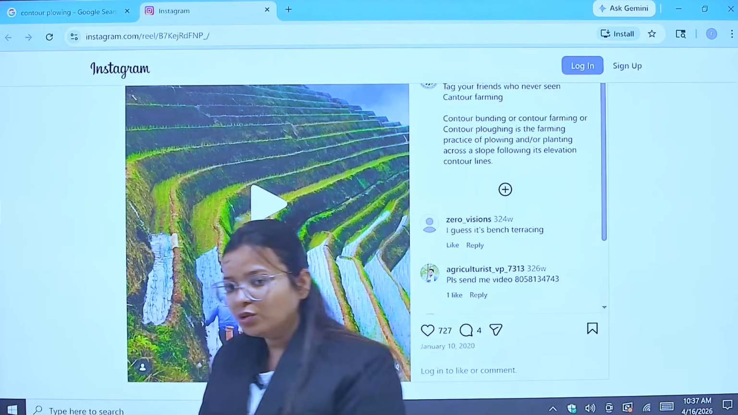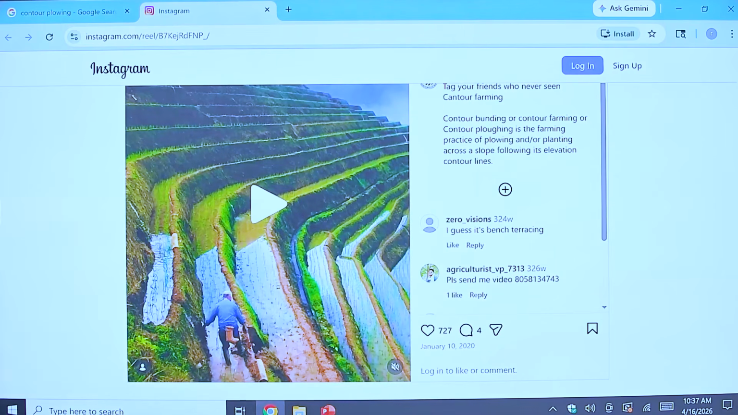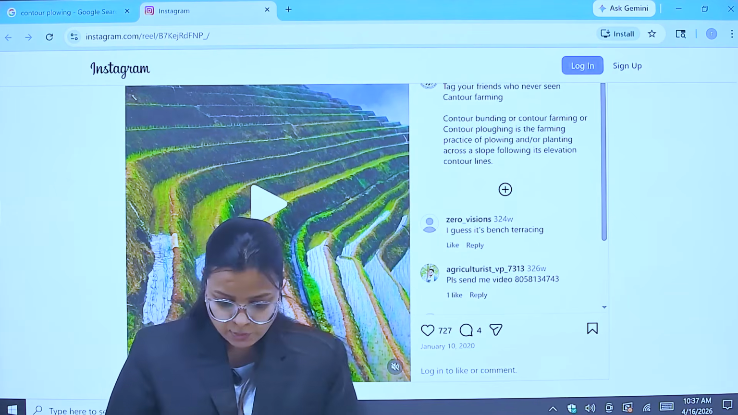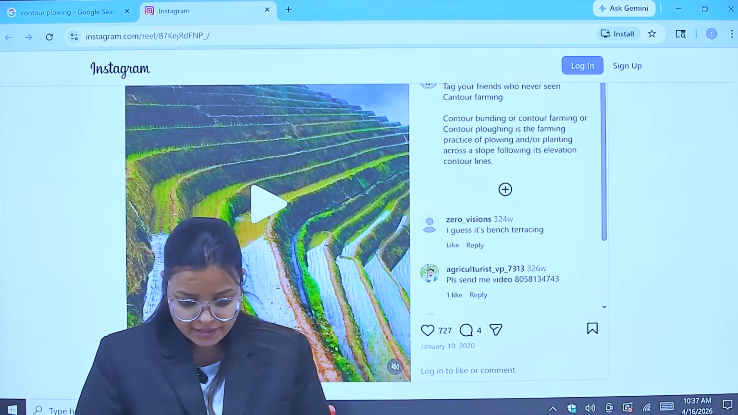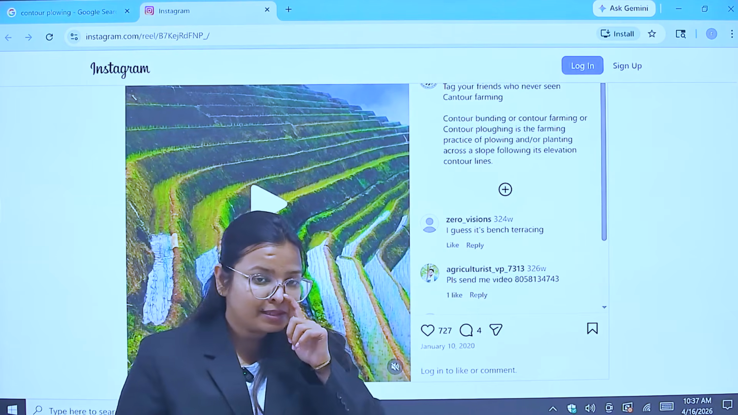Do you have any doubt in terracing and contour flowing? The screen is blurry. Okay, I think now you can understand terracing and contour flowing.